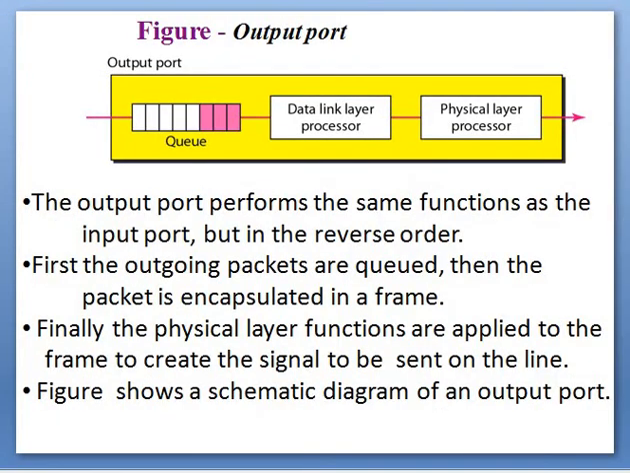The second one is the output port. The output port performs the same functions as the input port but in reverse order. First, the outgoing packets are queued. Then, the packet is encapsulated in a frame. Finally, the physical layer functions are applied to the frame to create a signal which is to be sent on the line. In between, the data link processor works. This figure shows an output port.